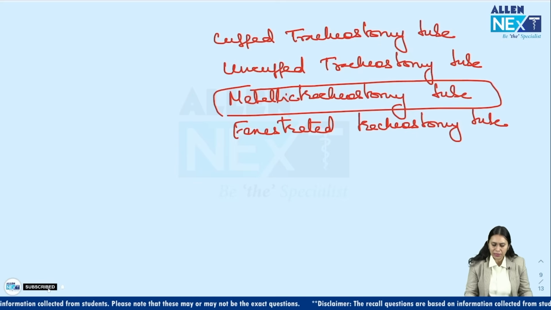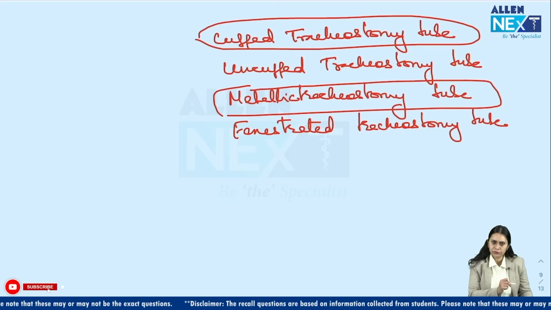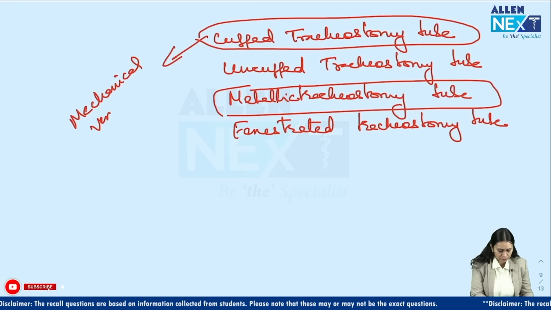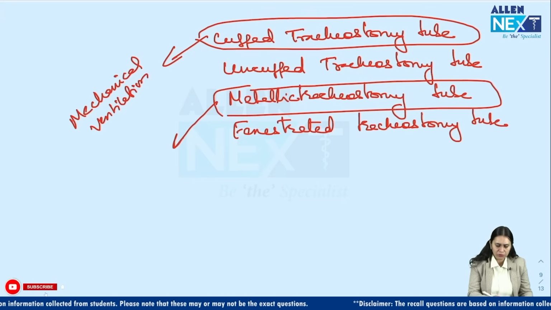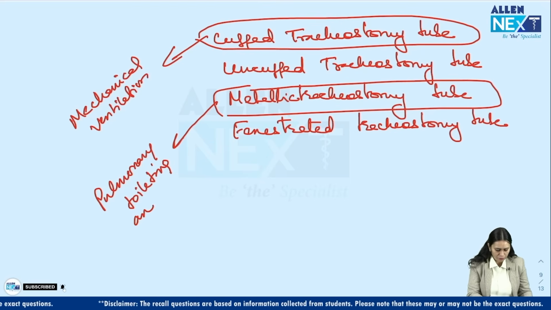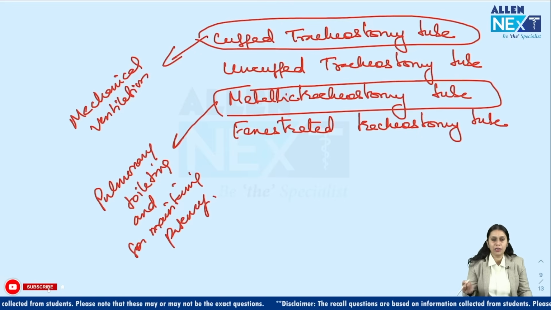So for mechanical ventilation, the preferred tracheostomy tube is the cuffed tracheostomy tube, right? This is the tube we are using for mechanical ventilation. The metallic tube is mostly used for pulmonary toileting and for maintaining patency for a longer time period.